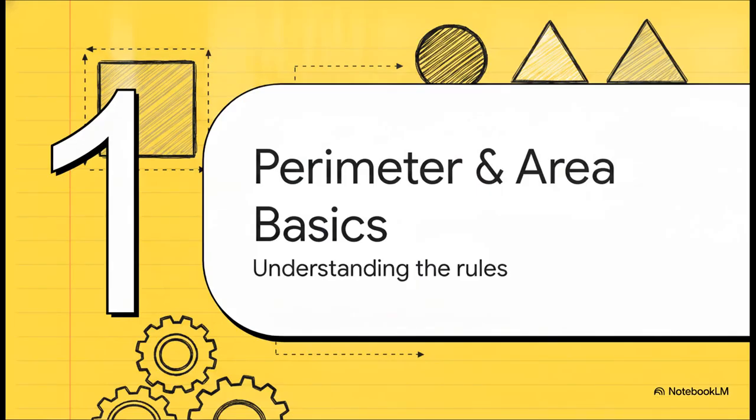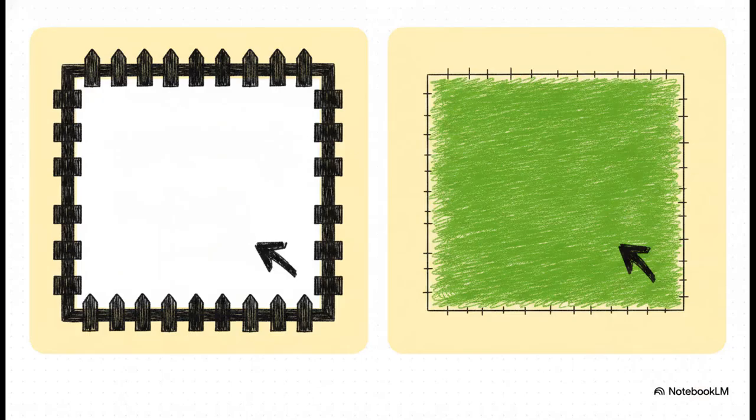All right, Section 1. Basic concepts of perimeter and area. Because, hey, we've got to understand the rules of the game before we start playing, right? So the absolutely crucial point here is understanding the difference between perimeter and area.